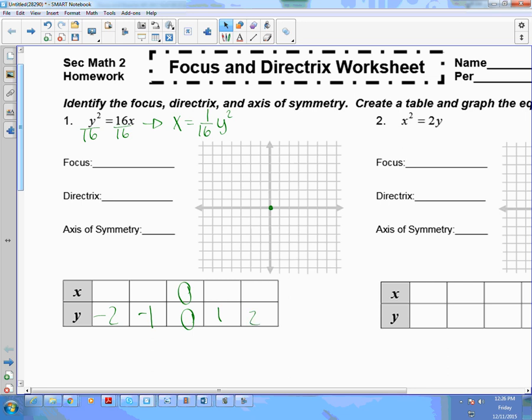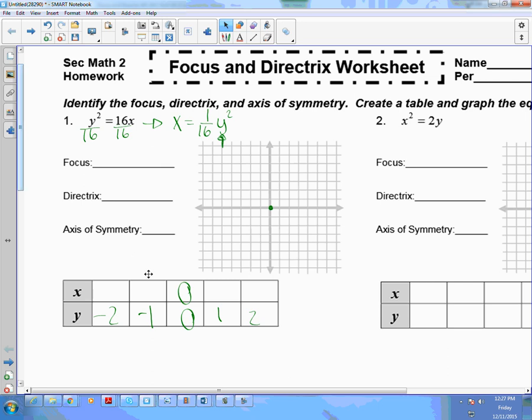Smaller than 0 is negative 1 and negative 2, because we're going horizontally this time. Something bigger than 0 is 1 and 2. So this is x equals, we're not filling in the x row automatically, we're filling the y row, because that's our independent variable this time. X is dependent on what we put into y. So x is the dependent variable.